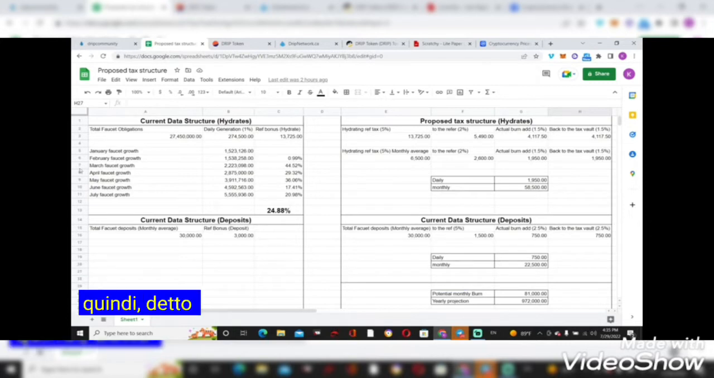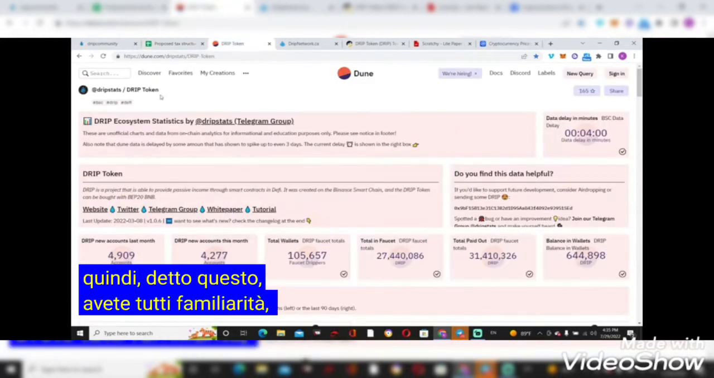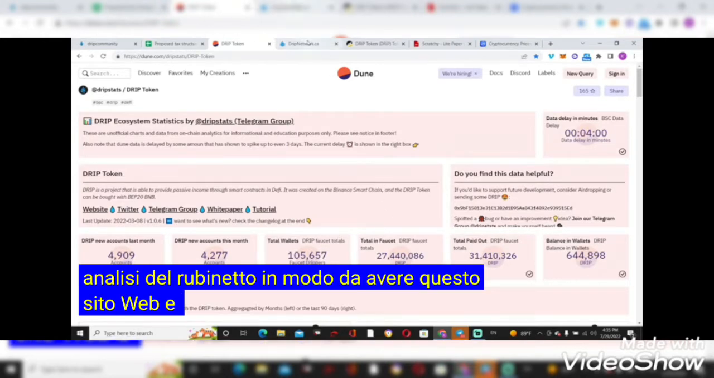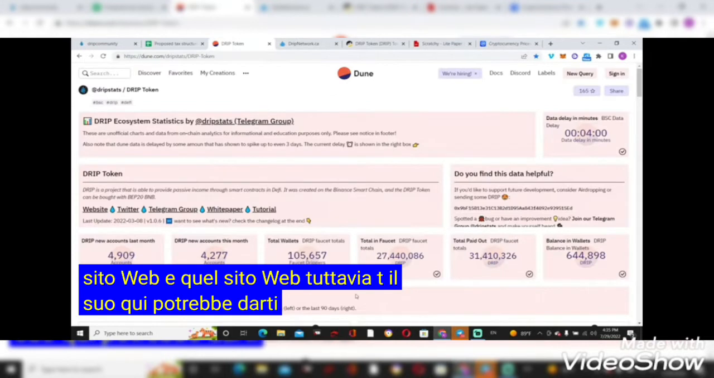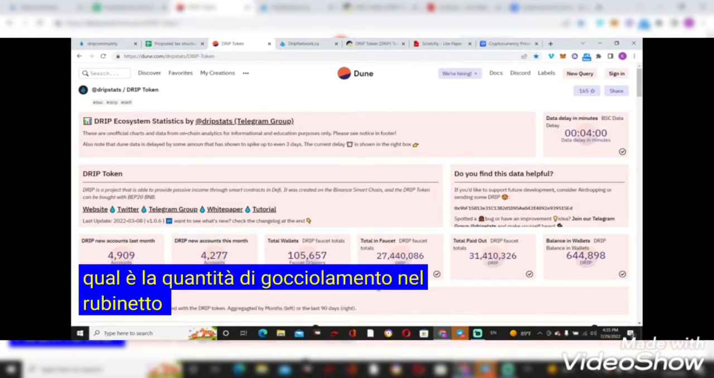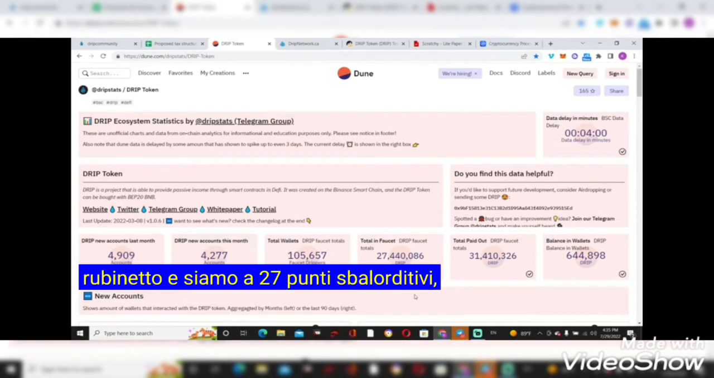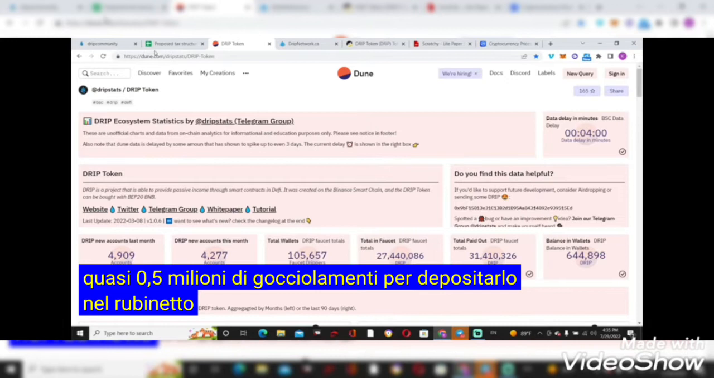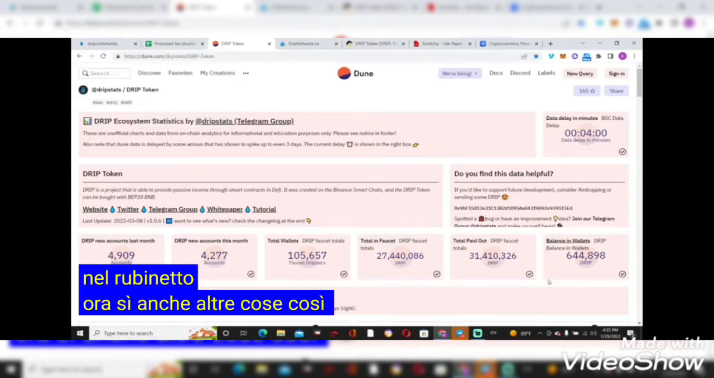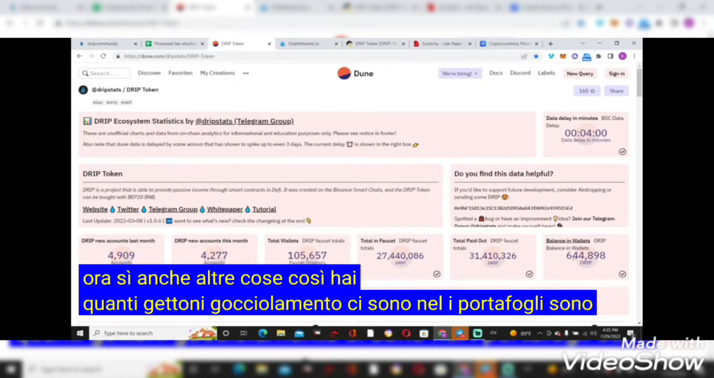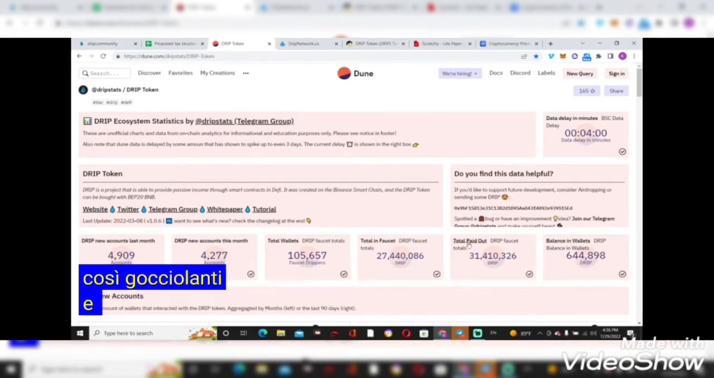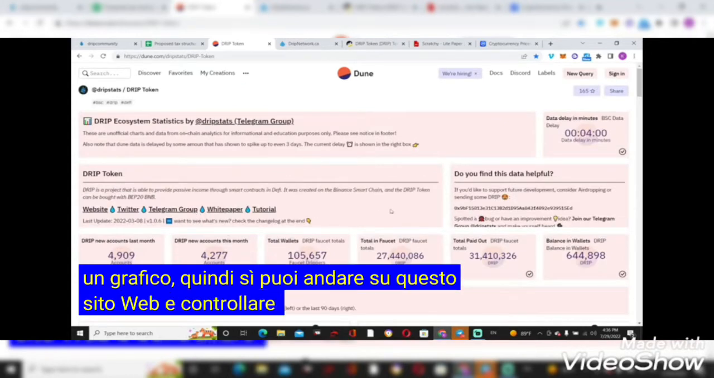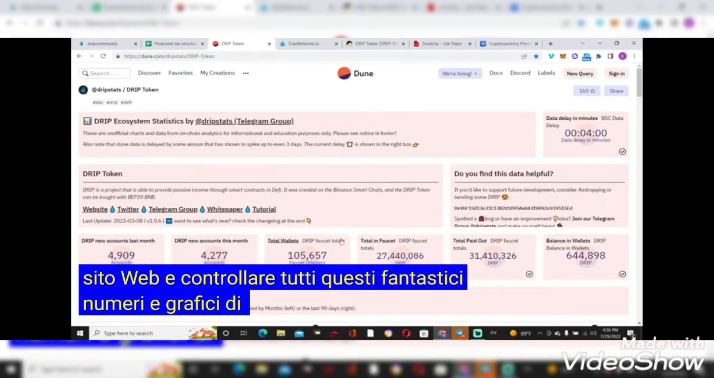So with that being said, you're all familiar, I guess, with Dune.com. This is where you can get faucet analytics. So you have this website and that website. However, this one right here could give you the amount of drip in the faucet, and we are at a staggering 27 point, almost 0.5 million drip deposited into the faucet. Now, other stuff as well. So you have how many drip tokens are sitting in wallets, so liquid drip, and how much has been paid out. You have some graphs. So yeah, you can go to this website and check all of these cool analytics, numbers and graphs.